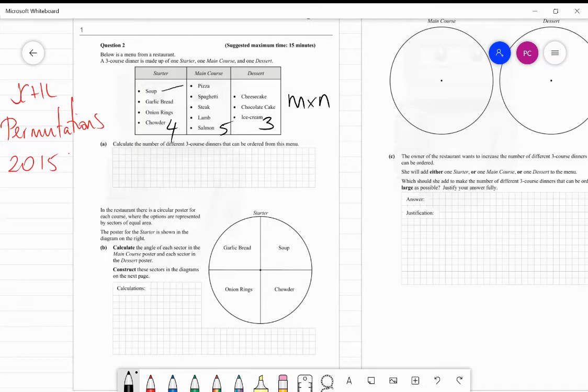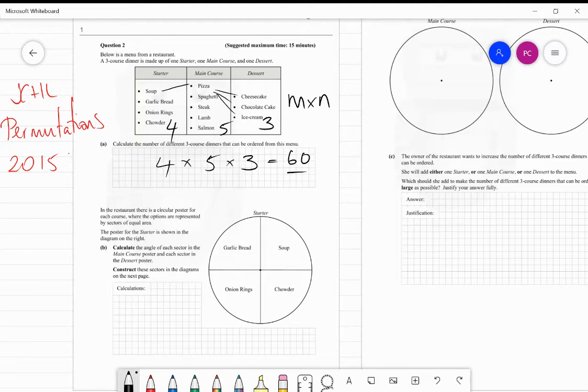So for example, you could have soup, pizza, cheesecake, soup, pizza, chocolate cake, soup, pizza, ice cream, and you can go through that whole method if you want, but generally students will make a mistake somewhere along the line. The easiest and fastest way to do it is just take the outcomes 4, 5 and 3 and multiply them, because that's what the fundamental principle of counting tells us to do. That's 60. You do that in your head or you can calculate it.